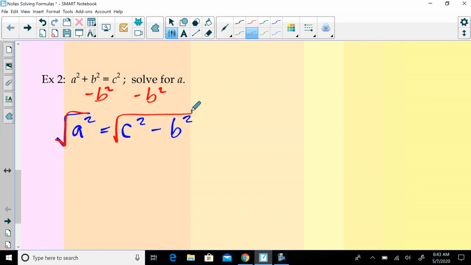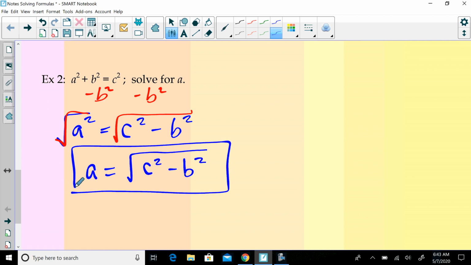Be careful that you don't separate the radical on the right side. You can't take the square root of c squared and b squared separately. It has to stay under one radical. And then we end up with a equals the square root of c squared minus b squared, and you've completely solved that equation for a.